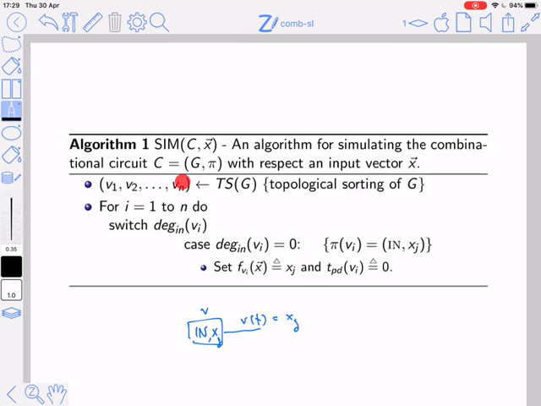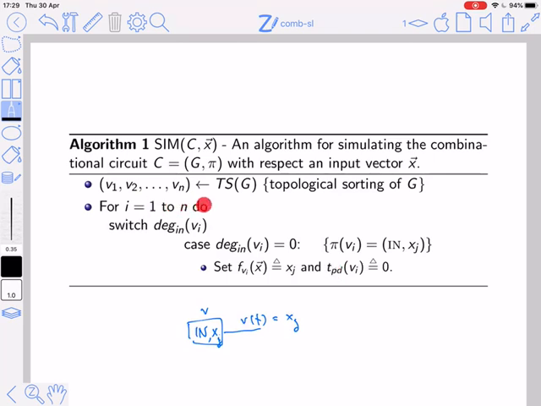We begin by sorting the vertices of the directed graph G in topological order, and we denote this ordering by V1, V2 up to Vn. In the second stage, we scan the vertices from V1 until Vn. And for each Vi, we compute the value of the function fVi and the propagation delay TPD of Vi.